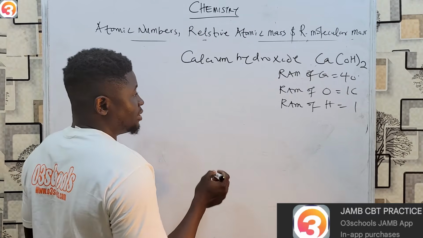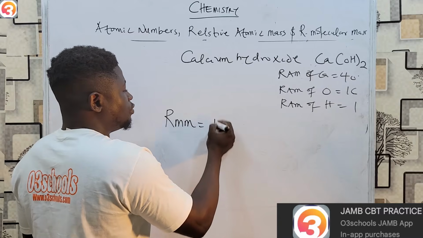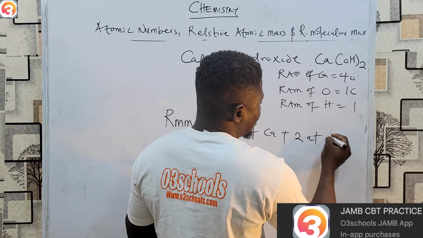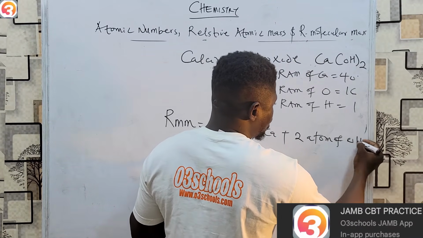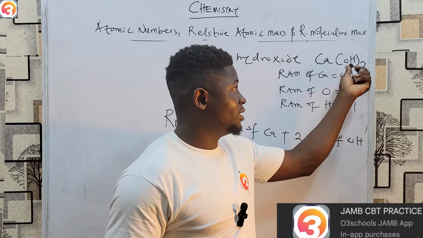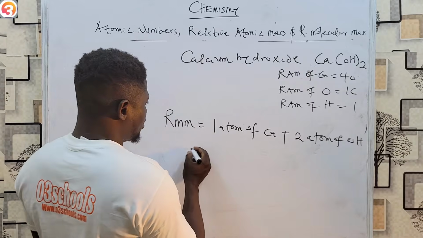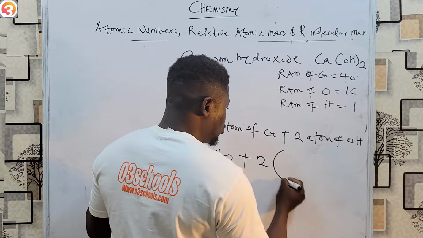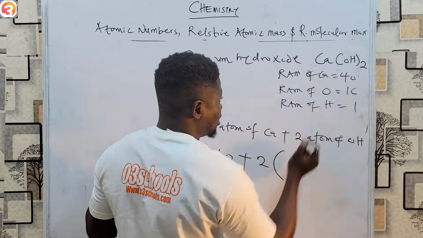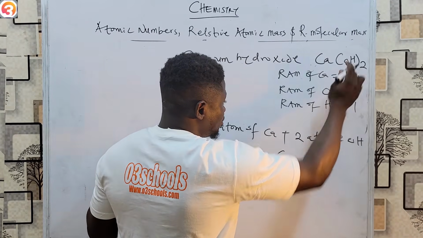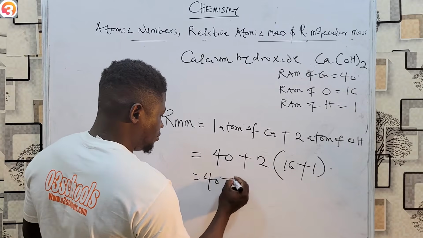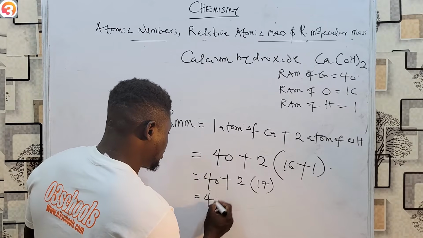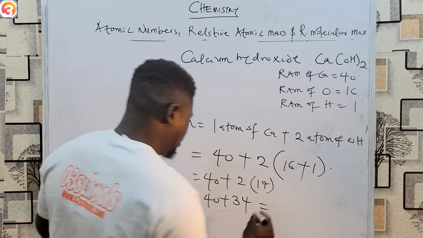So to find the RMM of calcium hydroxide, we have one atom of calcium, Ca, plus 2 atoms of OH. These 2 atoms of OH contain 1 atom of oxygen and 1 atom of hydrogen, isn't it? So we can say that the relative molecular mass is equal to Ca, which is 40, plus the 2 outside, then the relative atomic mass of oxygen, 16, plus the relative atomic mass of hydrogen, 1. So I'm going to have 40 plus 2 times (16 plus 1). 16 plus 1 is 17, and 17 times 2 is 34. So I'm going to have 40 plus 34.